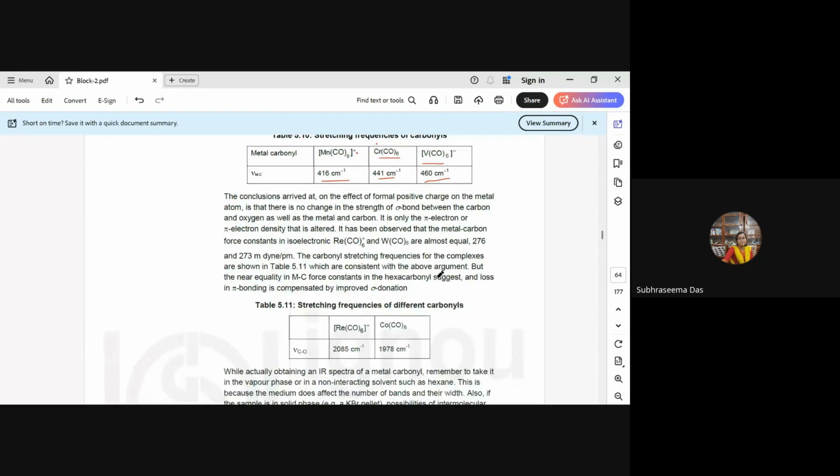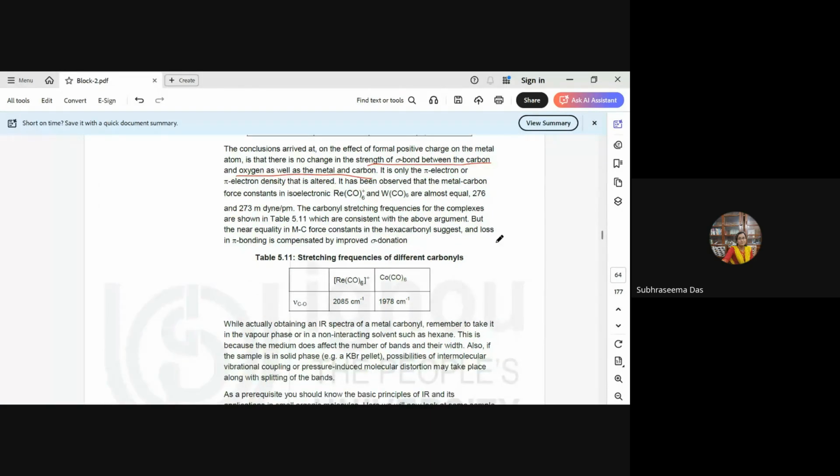So this is one important inference that we have studied from the IR studies of metal carbonyls. The conclusion arrived at on the effect of the formal positive charge on the metal atom is that there is no change in the strength of the sigma bond between the carbon and oxygen, as well as the metal and carbon. It is only the pi electron density that is changed. So the sigma bond between the carbon and oxygen is irrelevant in the case of metal carbonyls. Mostly the changes in the electron density, or the pi back bonding, influence the stretching frequency and other associated factors.